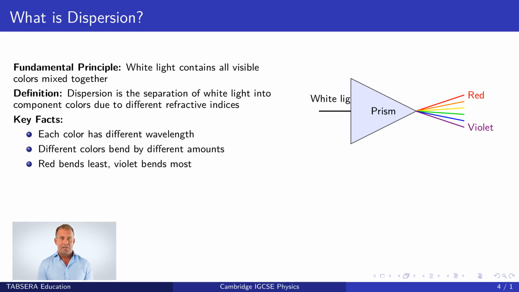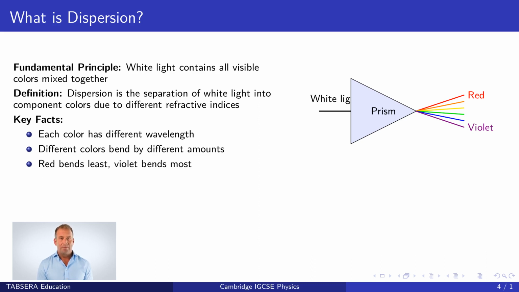The definition is, dispersion is the separation of white light into component colours due to different refractive indices for each wavelength. This means each colour bends by a different amount when entering glass. Key facts to remember: each colour has a different wavelength, with red having the longest wavelength and violet the shortest.